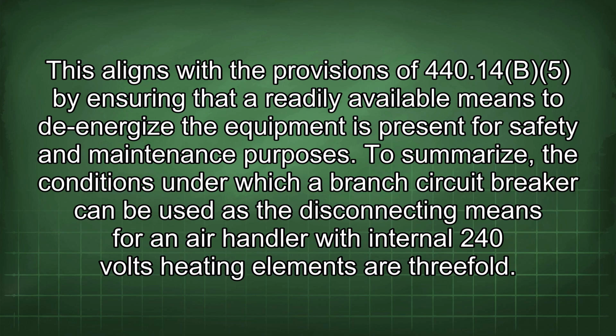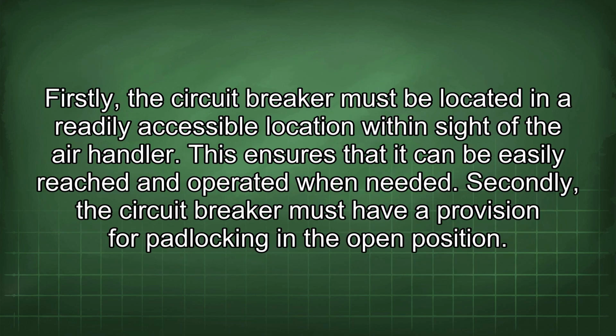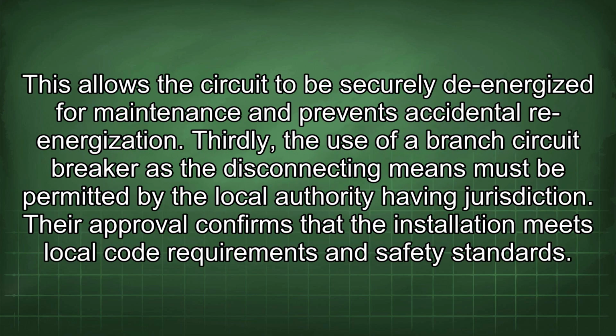To summarize, the conditions under which a branch circuit breaker can be used as the disconnecting means for an air handler with internal 240-volt heating elements are threefold. Firstly, the circuit breaker must be located in a readily accessible location within sight of the air handler. This ensures that it can be easily reached and operated when needed. Secondly, the circuit breaker must have a provision for padlocking in the open position. This allows the circuit to be securely de-energized for maintenance and prevents accidental re-energization.